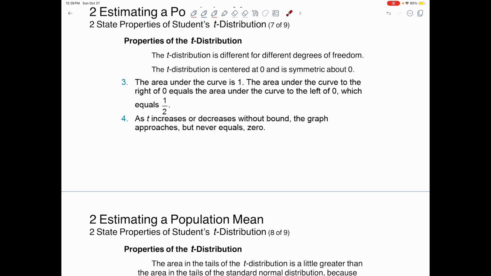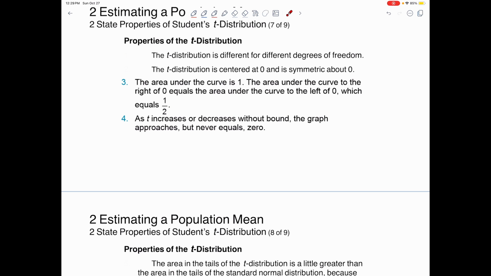So what are the properties of the t-distribution? The t-distribution is different for different degrees of freedom. So when we have different sample sizes, we're going to have different t-scores for the same level of confidence. The t-distribution is centered about 0 and symmetric about 0, so that is similar to the normal distribution. The area under the t-curve is 1, and the area under the curve to the right of 0 equals the area to the left of 0, which is equal to 1/2 or 50%. And that is also similar to the normal distribution.